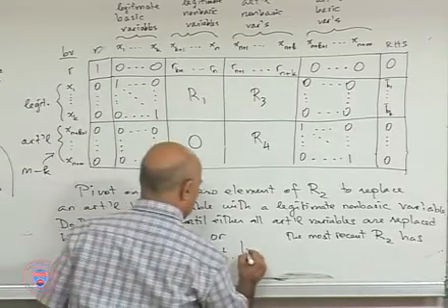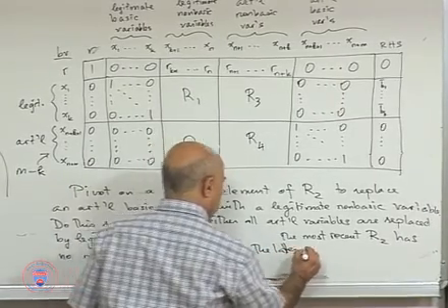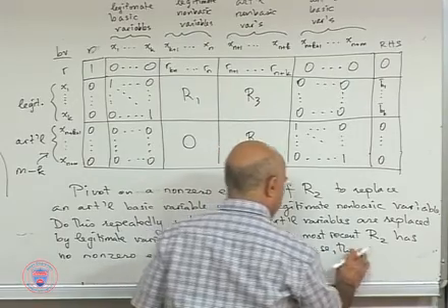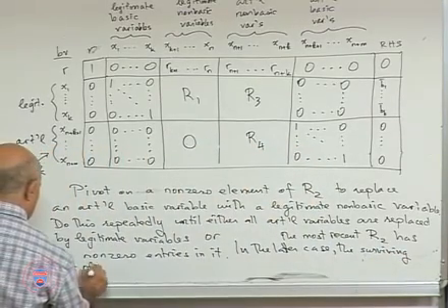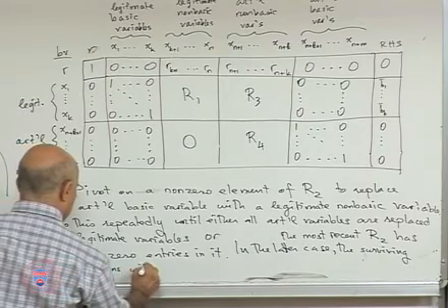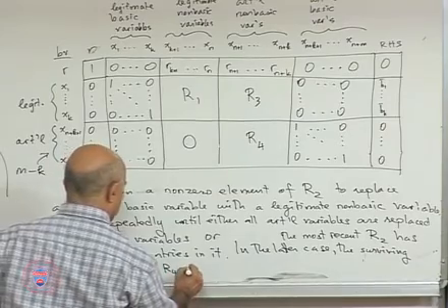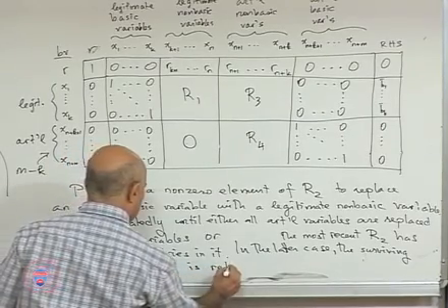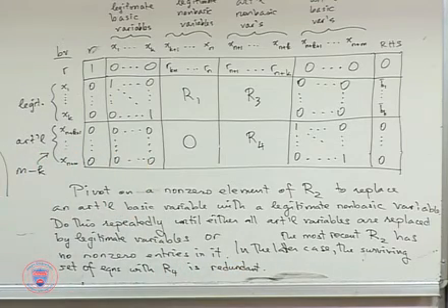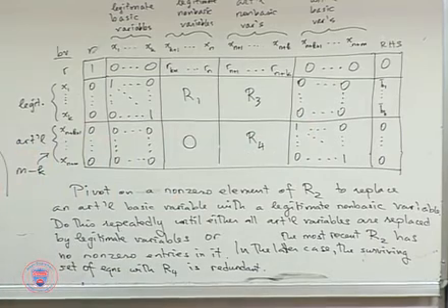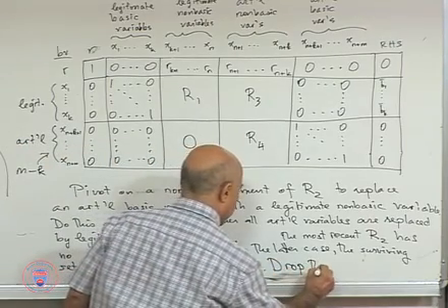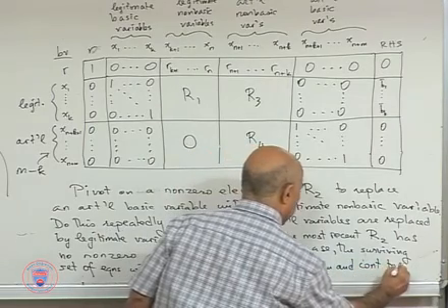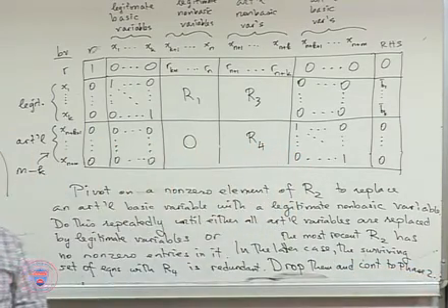So in the latter case, when R2 becomes 0, the surviving set of equations, whatever is left in the lower portion of the tableau, they are redundant, so you just drop them and continue to phase 2. Does that make sense?